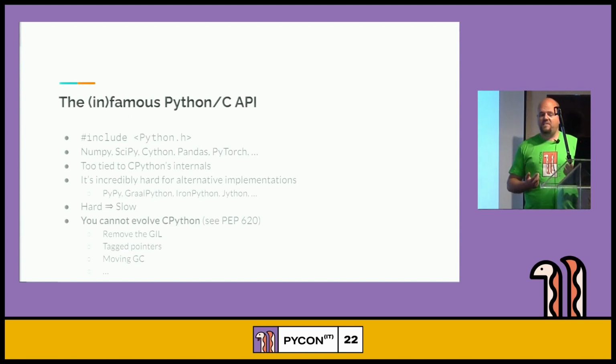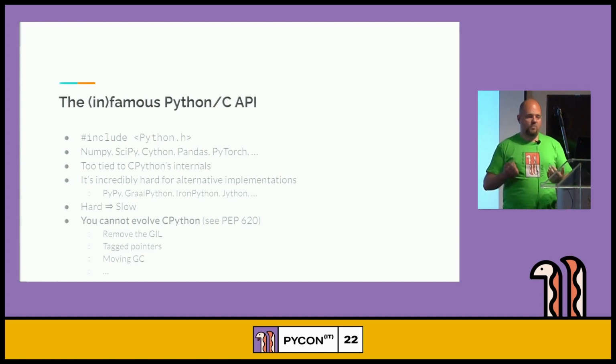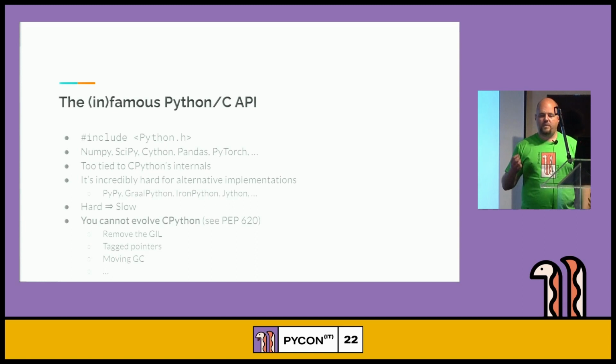But the problem is that because of history, this API is too tied to the CPython internals. Now we are stuck at the point where if you try to change almost anything inside CPython itself, you break something. So it's very hard to evolve the CPython implementation itself. It's also incredibly hard for alternative implementations, for example PyPy, which is where I'm coming from, because in order to use C extensions, you have to emulate all the internal details of CPython, and you do it, but it's hard and slow, and you lose a lot of time.